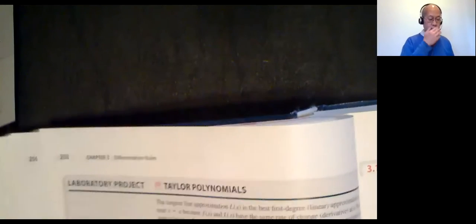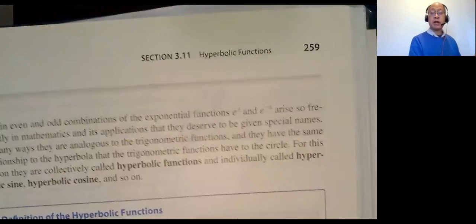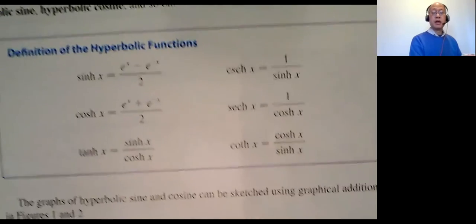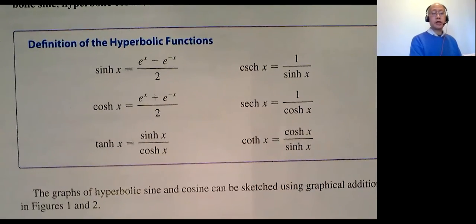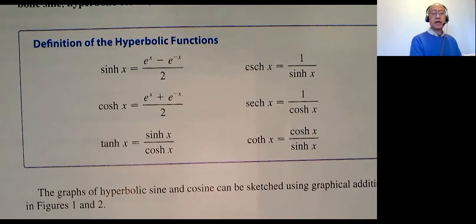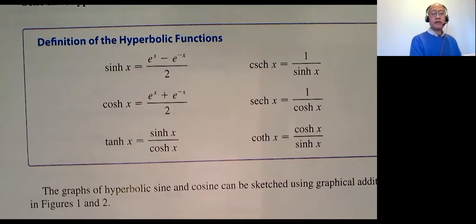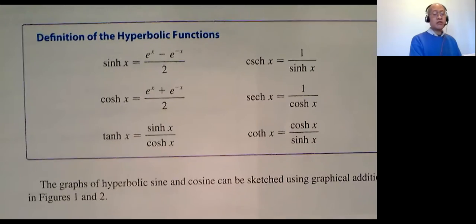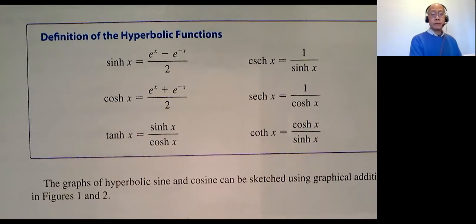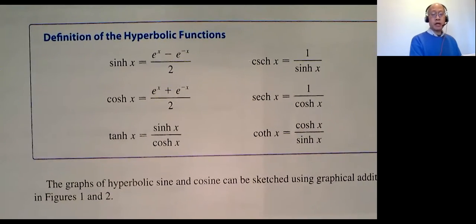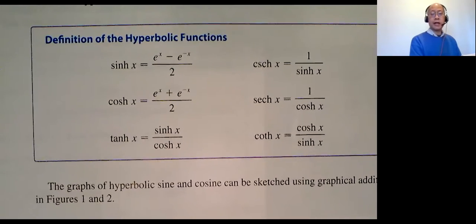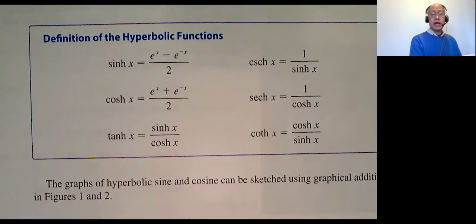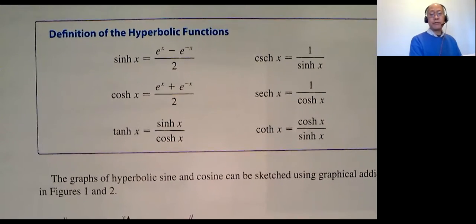And quickly for 3.11, for hyperbolics, which I'm not talking about today, but next week. Hyperbolic functions are on page 259. The ones you really want to focus on are sinh and cosh: e to the x minus e to the negative x over 2, and e to the x plus e to the negative x over 2. The others just follow the rules from trig. Hyperbolic tangent is hyperbolic sine over cosine, and the reciprocal of hyperbolic sine is hyperbolic cosecant, and so on, just like in trig. You take the 6 trig functions and put an h after them.